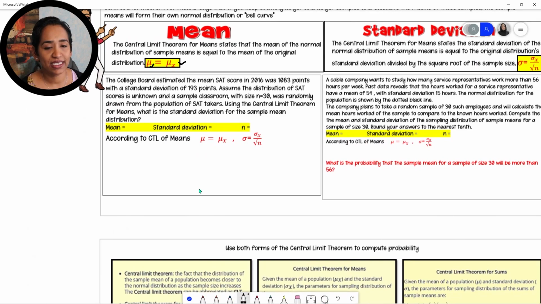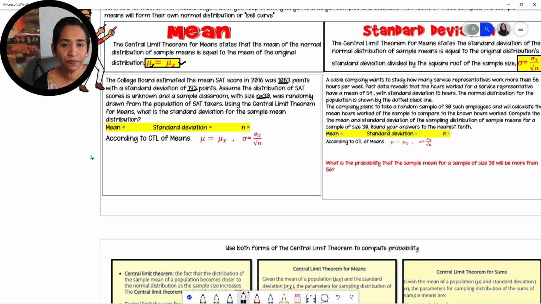Here it says a college board estimated the mean SAT scores in 2016 as 1083 points with a standard deviation of 193. Assume the distribution of SAT scores is unknown and a sample classroom with a size n equal to 30 was randomly drawn from the population of SAT takers. Using the central limit theorem of mean, what is the standard deviation for the sample mean distribution?